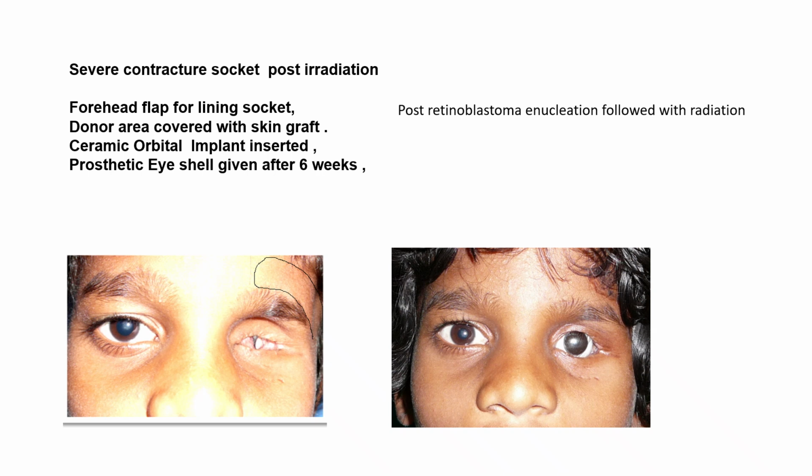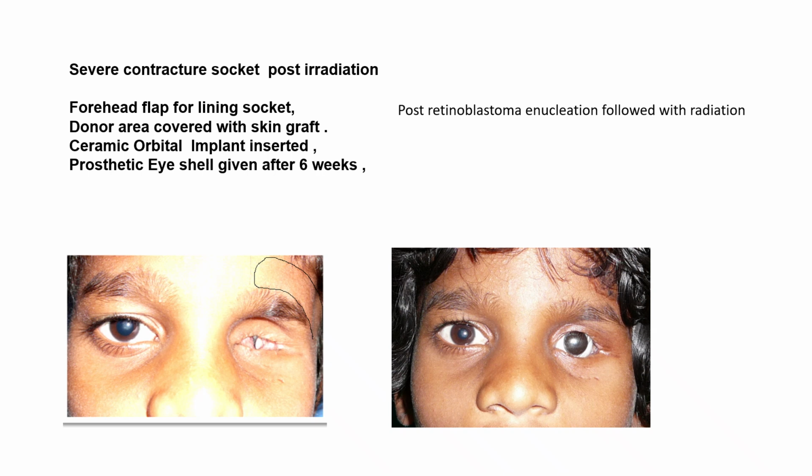Severe contracture of socket post irradiation. Forehead flap for lining the socket was used. Donor area covered with skin graft. A ceramic orbital implant was inserted. Prosthetic eye shell given after 6 weeks.